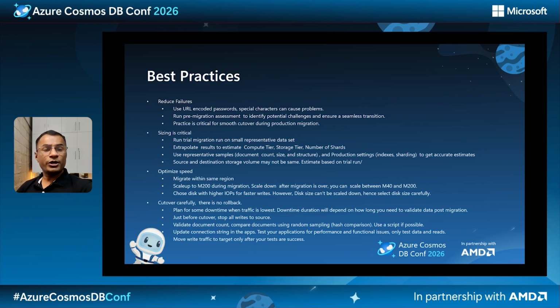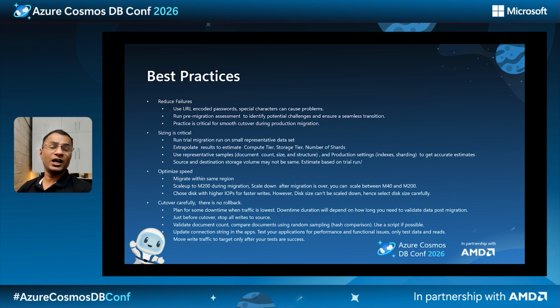For optimizing on speed, migrate within the same region. You can scale to M200 during the migration and scale down after the migration. So you can always scale between M40 and M200. You can always scale up during the migration and then come back down to M40 if required.